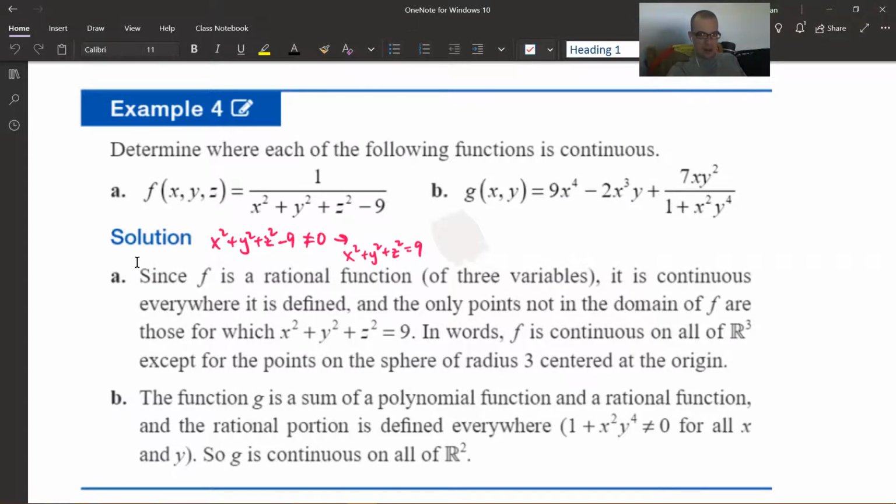So that one's fine, a little weird. We do the same thing down here and think about where this would equal 0. It's never going to equal 0 because x squared and y to the 4th would always be non-negative at least. You're adding 1 to it, so the smallest this denominator is going to be is 1. So yeah, this one is always continuous. This one's continuous unless you're at a point on a sphere of radius 3 in the domain.